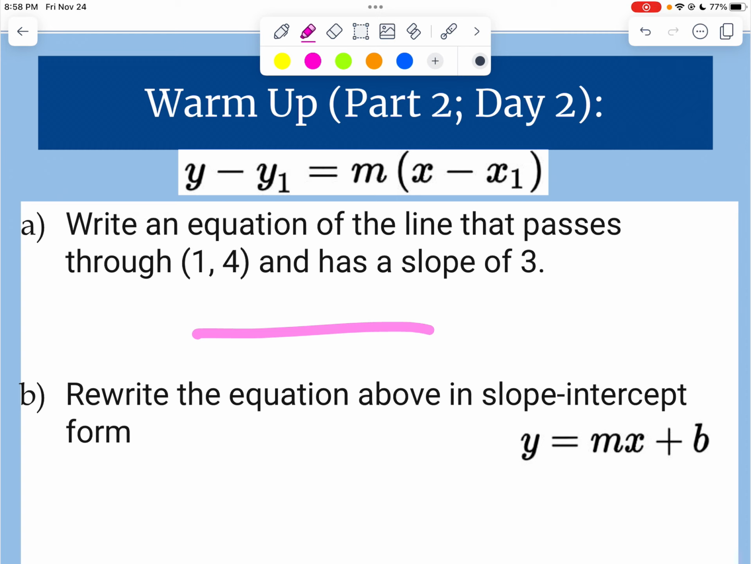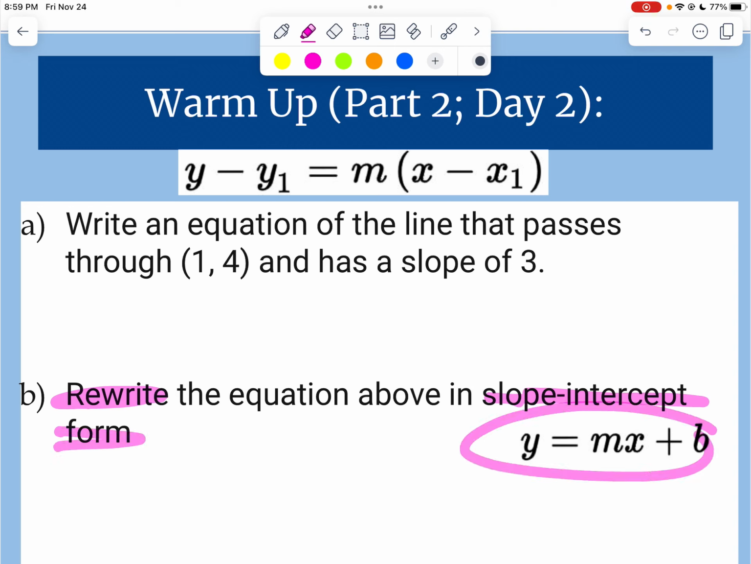That's part A. Part B says rewrite that equation so that it's in slope intercept form. So that would be this form here, y equals mx plus b. In previous notes, we just talked about how to convert from point slope to slope intercept. If you need to reference your notes, go ahead and do it. If you think you remember how to do it, awesome. Go ahead and try that now. So we're completing the warm-up. Pause the video as you complete that. When you're done, go ahead and hit play, and we'll get started with the notes.